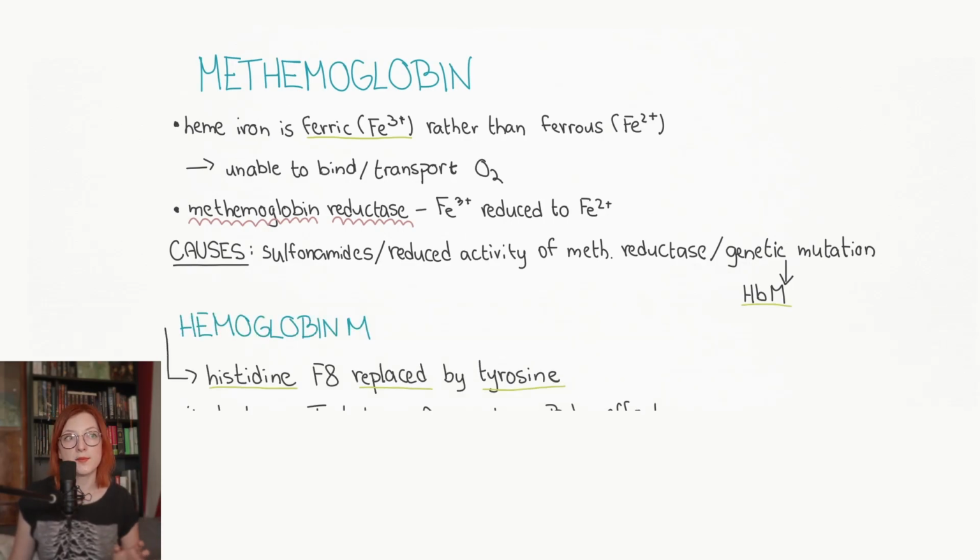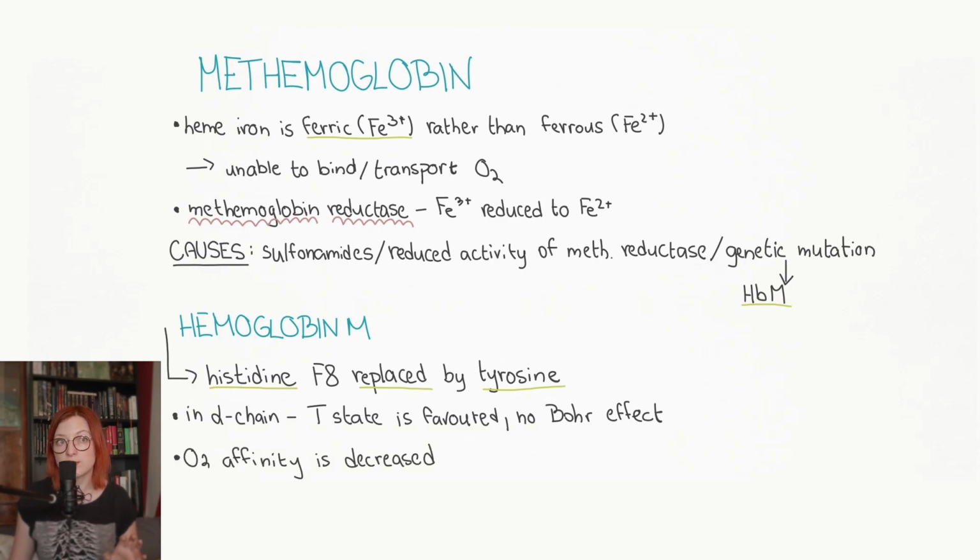In hemoglobin M, histidine has been replaced by tyrosine. In alpha-chain hemoglobin M, oxygen affinity is lowered and there is no Bohr effect present.